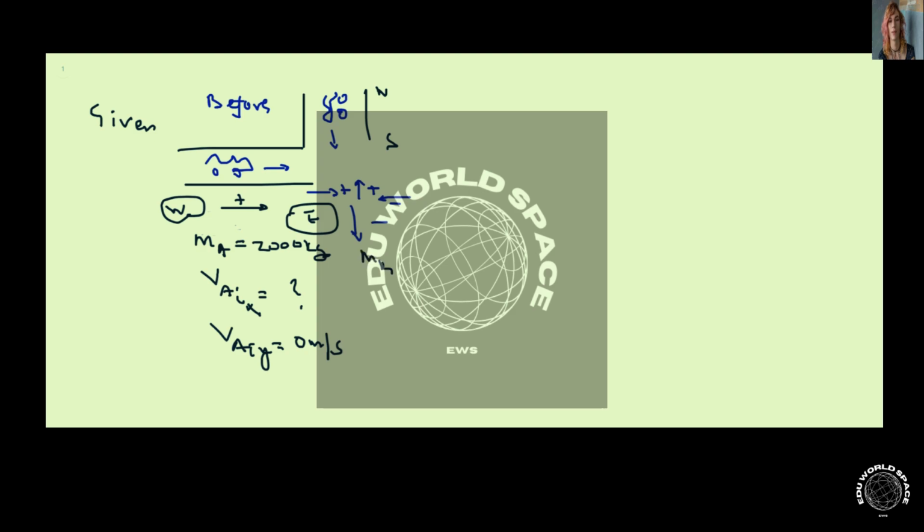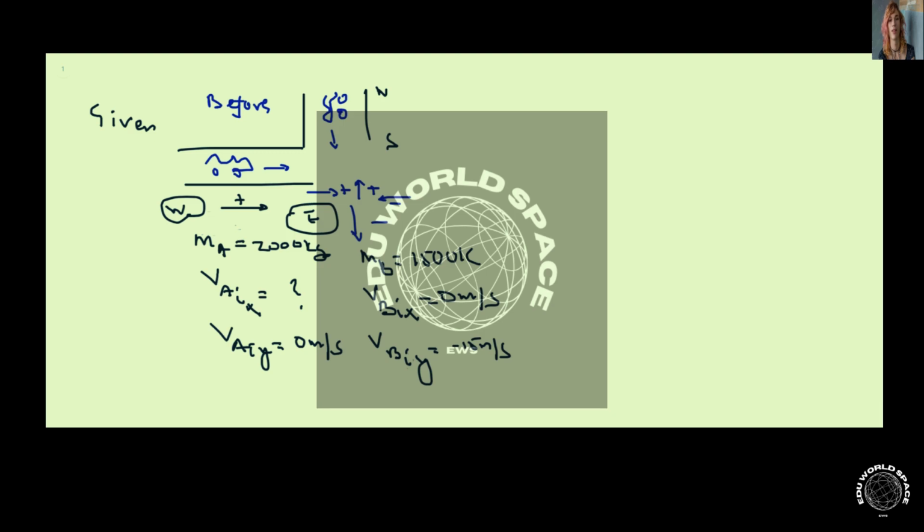The mass of B happens to be given as 1,500 kilograms. The initial velocity of B in the x direction happens to be 0 because it's not moving in the x direction, it's moving north-south. And then the initial velocity of B in the y direction, that's what's given. If you say downwards is negative, that's going to be negative 15 meters per second. That's the information we were given before.